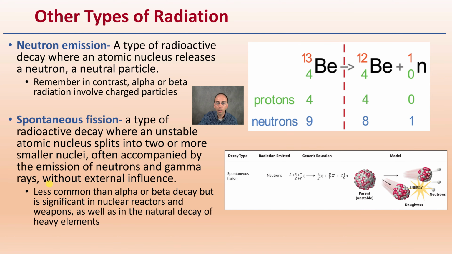It's less common than alpha or beta decay, which is why those will be our focus, but it is significant in nuclear reactors and weapons, as well as the natural decay of heavy elements. So again, just because it's not that common doesn't mean it's not important. We'll focus initially a little bit more on the more common alpha and beta decay, but when we get into nuclear chemistry, spontaneous fission can also be taken into consideration.